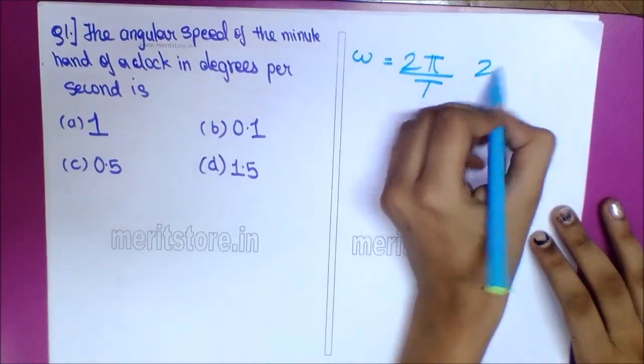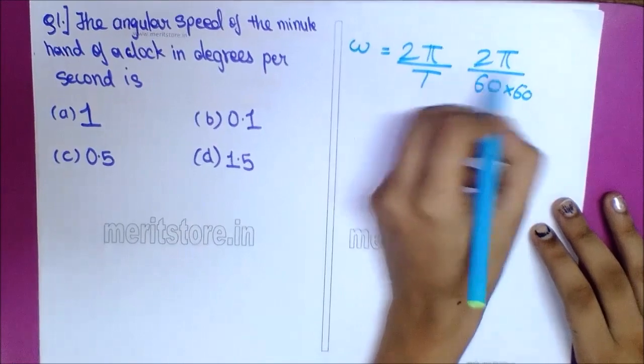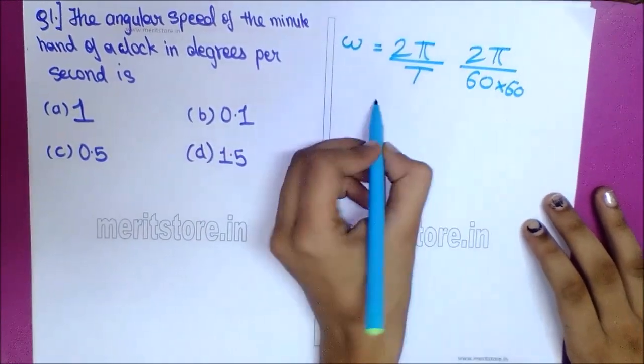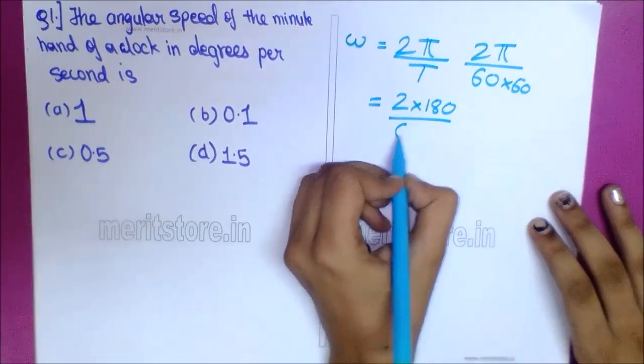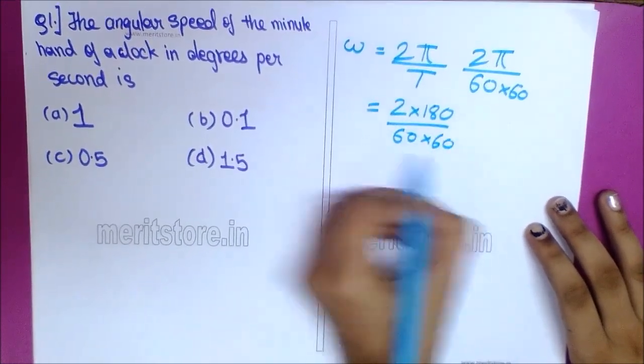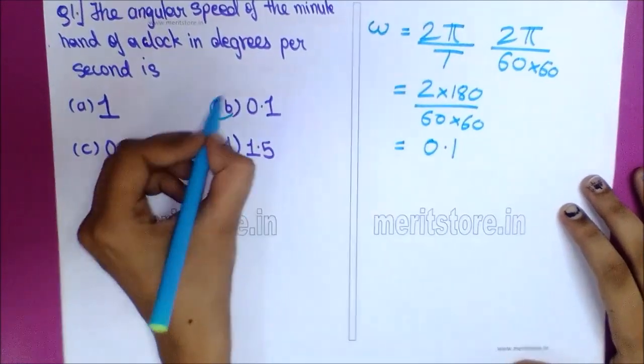So therefore for the minute clock it will be 2 pi upon 60 into 60. If it is the seconds clock we will have only 60. Substituting the value of pi as 180, we have 2 into 180 upon 60 into 60. When you solve this, you get the answer as 0.1. Option B is the correct option.